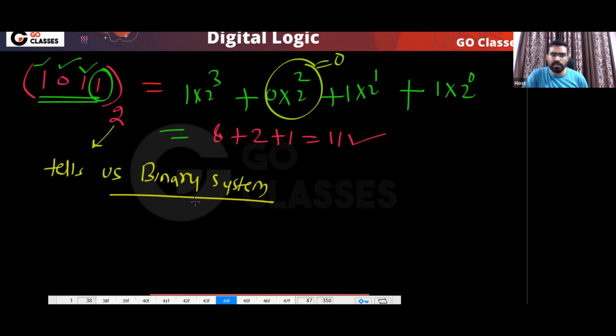Is this clear? How many apples are we counting? A total of 11 apples. This is 11 in decimal. This is not the 11 of binary, this is the 11 of decimal. You are counting 11 apples.